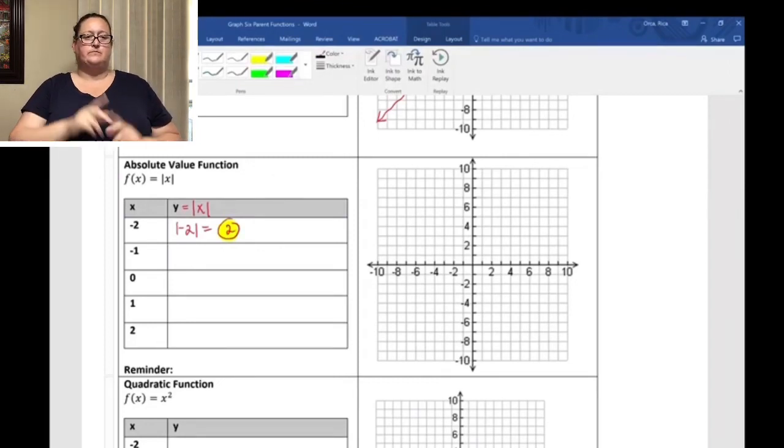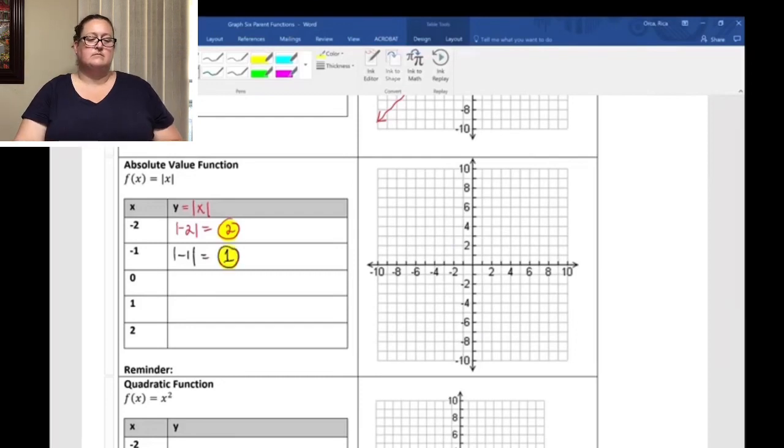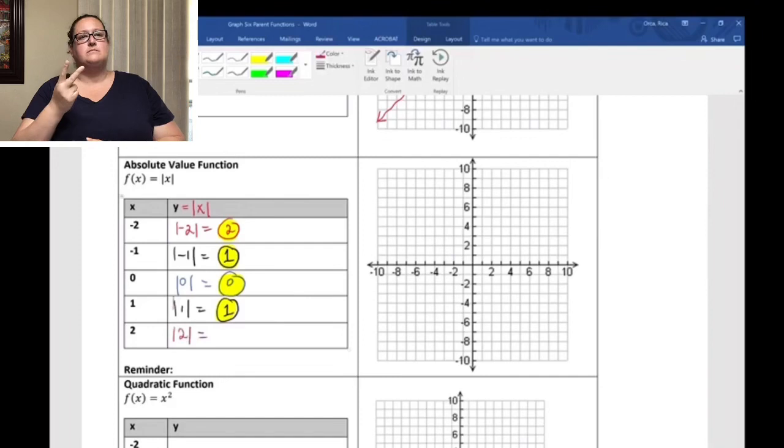When x equals -1, y will equal the absolute value of -1, which is 1. When x equals 0, we get the absolute value of 0, which is 0. When x equals 1, the absolute value of 1 is 1. When x equals 2, we get the absolute value of 2, which is 2.